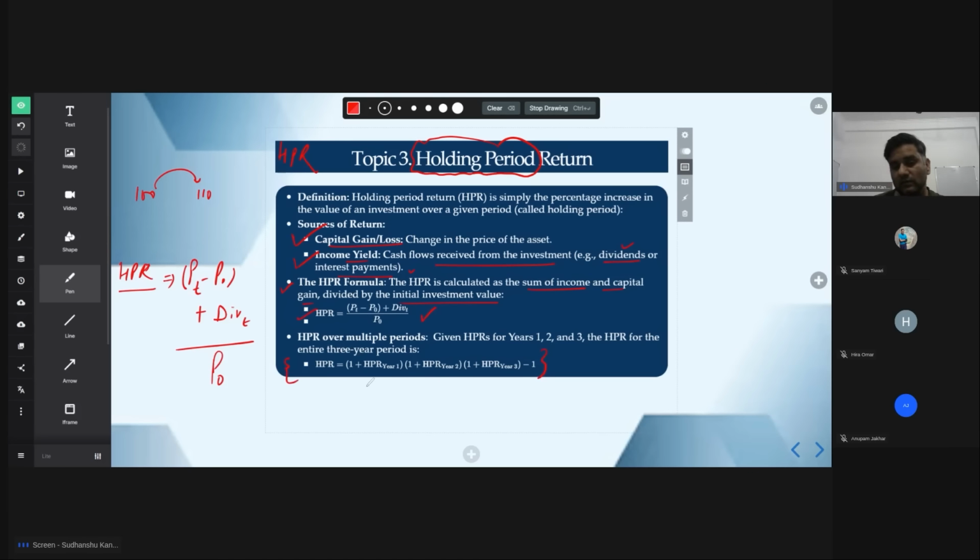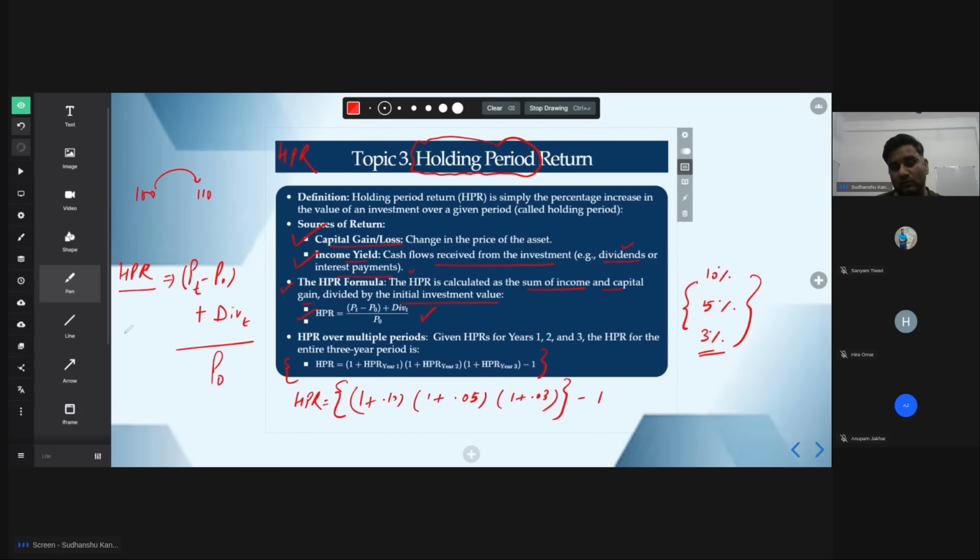The tricky part is this: if people don't remember this formula, they get a little confused. For example, if I say your holding period return in the first year was 10%, in the second year 5%, and in the third year 3%, what is the holding period return for the combined three years? People get surprised about how to calculate that. The answer is (1 plus 0.10) times (1 plus 0.05) times (1 plus 0.03), all multiplied, and then minus 1. This surprises people when they do it for the first time.